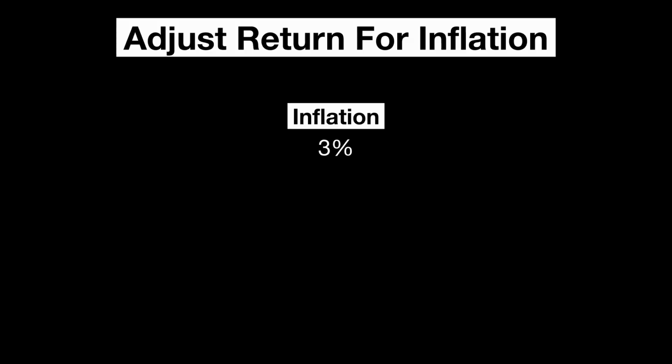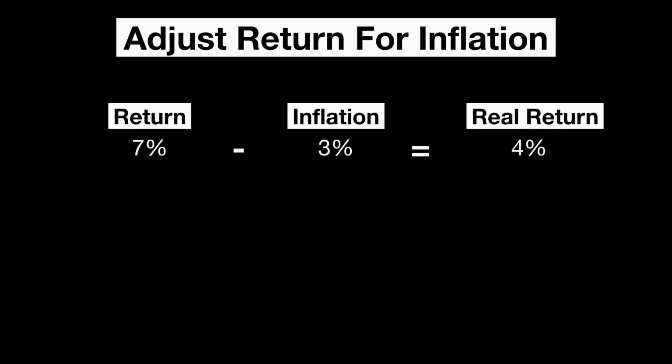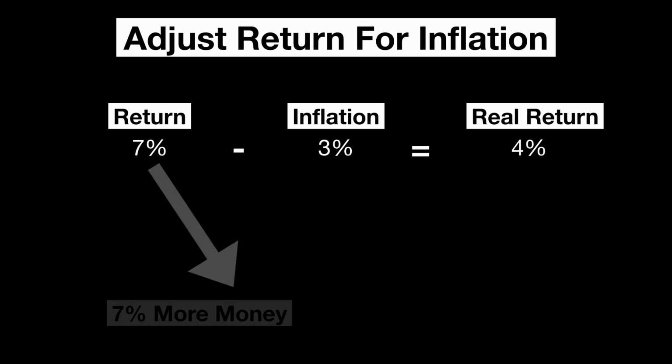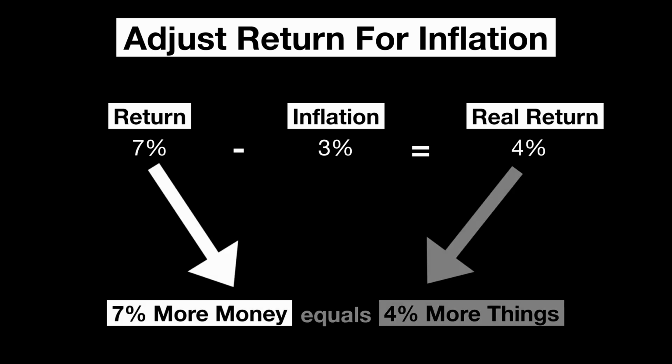Let's say inflation is 3%. We start with our 7% return, subtract 3% inflation, leaving us with a real return of 4%. So even though we have 7% more money, it will only buy 4% more things.